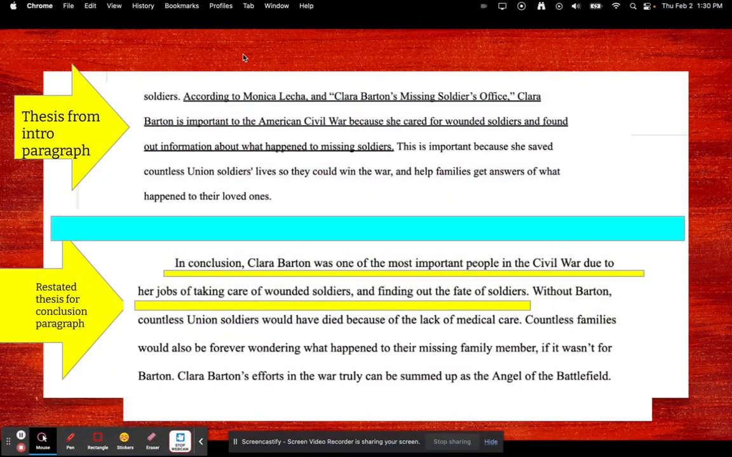Here's an example of restating the thesis. Here's the thesis that I had from the intro paragraph: according to Monica Leche and Clara Barton's Missing Soldiers Office, Clara Barton is important to the American Civil War because she cared for wounded soldiers and found out information about what happened to missing soldiers. And then I restated it down here: in conclusion, Clara Barton was one of the most important people in the Civil War due to her jobs of taking care of the wounded soldiers and finding out the fate of soldiers. Literally the same information, just rewording it and putting it in my conclusion.